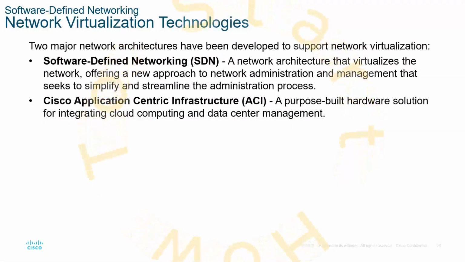Within our architecture, we have two main support areas for developing network virtualization. That is our software-defined networking, SDN networks, and our Cisco application-centric infrastructure, ACIs. The SDN is a network architecture that virtualizes the entire network, offering a new approach to network admin and management. The Cisco ACI is a purpose-built hardware solution for integrating cloud computing and data center management.